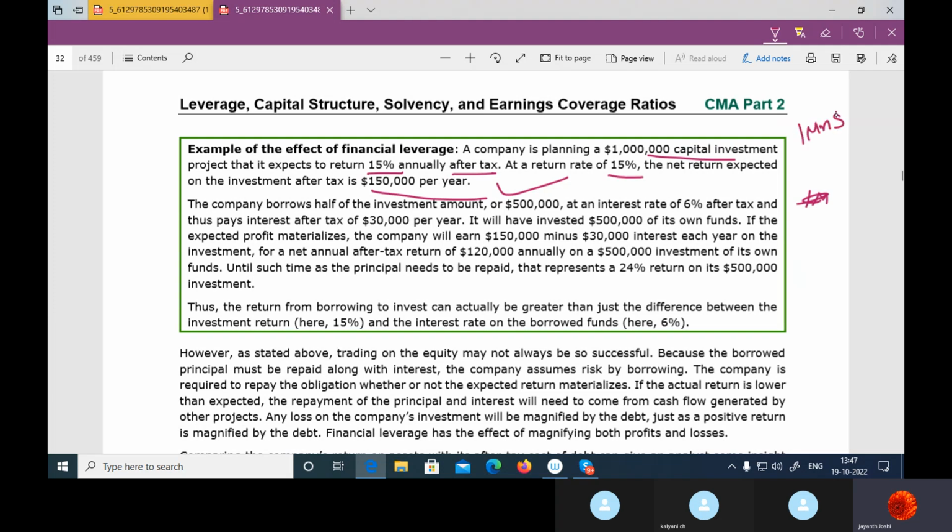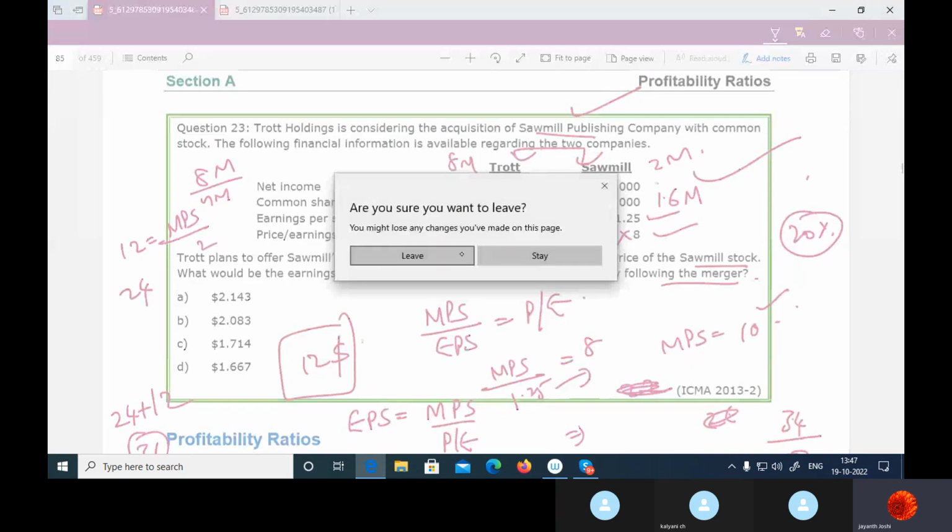So 1 million is the investment I'm doing, and 15% returns I'm expecting out of this. So 1,50,000 is the returns I'm getting. Now, the company borrows half of the investment amount, or 5 lakh.